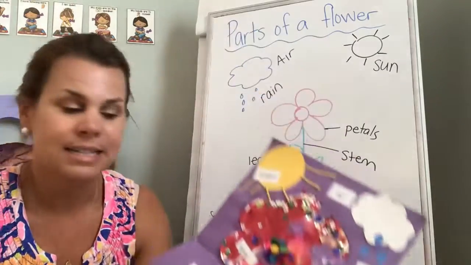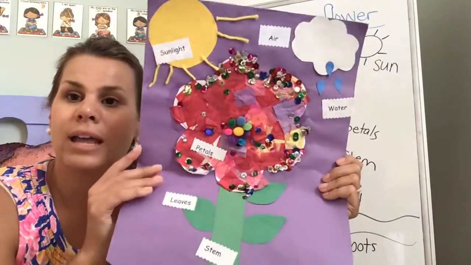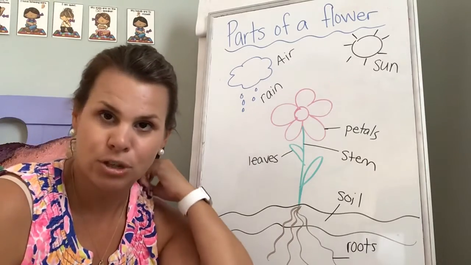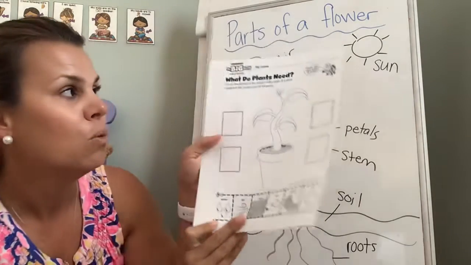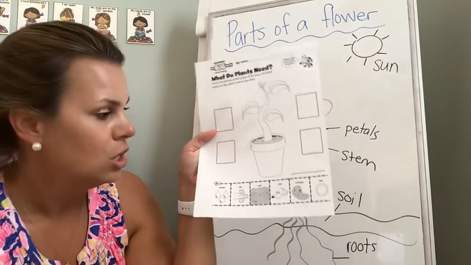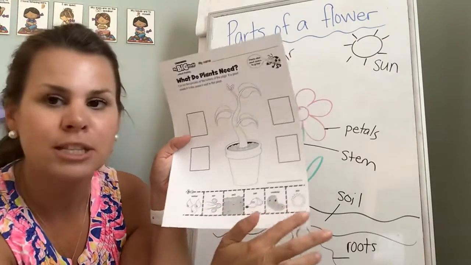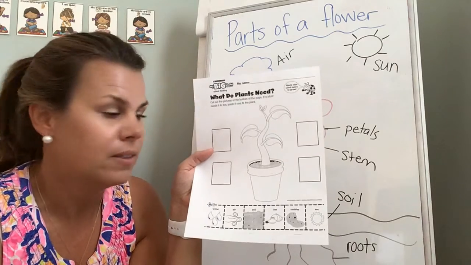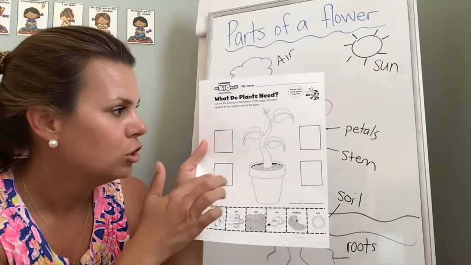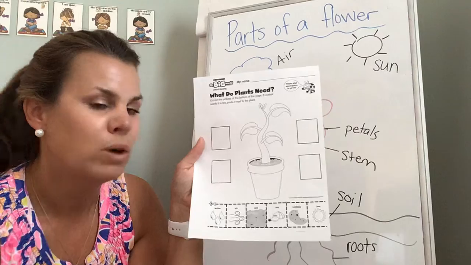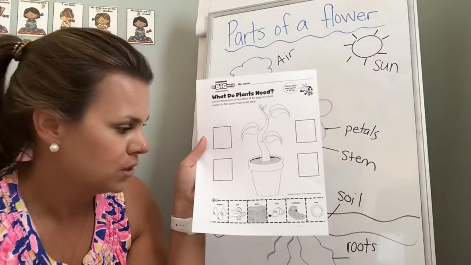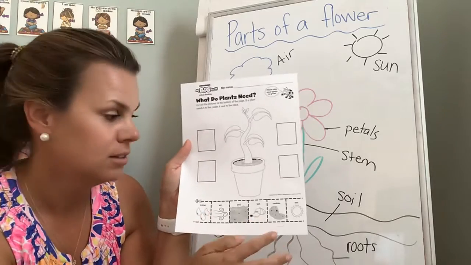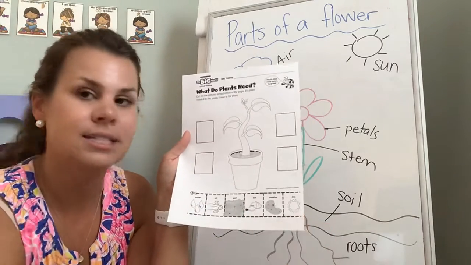Now, the next day, after you make your flower and label your parts, another activity you're going to have tomorrow is, what do plants need? So that's when you're going to have to look at these pictures down here. Remember, there's always some tricky ones in there, and you're going to have to glue on which ones plants need to grow. So they have water, air, soil, a hat, cookies, and sunlight.